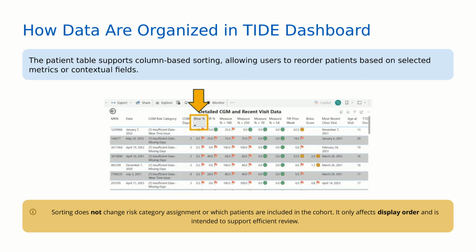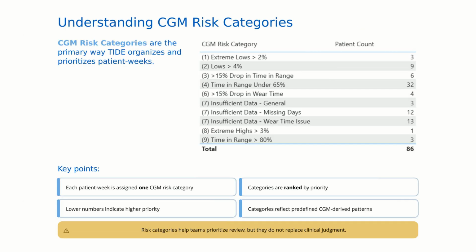The patient table supports column-based sorting, which allows you to reorder patients based on selected metrics or contextual fields. It's important to note that sorting only affects how data are displayed. Sorting does not change which patients are included or how risk categories are assigned. It's simply a tool to support efficient review.